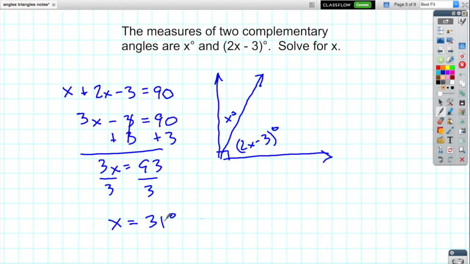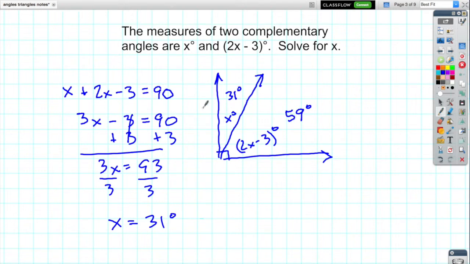Now, if I were to plug this back in, that means this one is a 31 degree angle. And then this would be, let's see, 2 times 31 is 62. 62 minus 3, this would be a 59 degree angle. 31 plus 59 is 90 degrees.